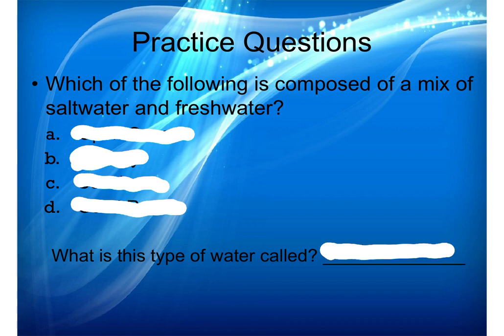All right, last 2 questions here. Which of the following is composed of a mixture of salt and fresh water? So I eliminated the multiple choice. Take a moment, pause the video, and decide which environment is composed of a mix of saltwater and freshwater. All right, so the answer to that would be estuary. You should have that on your paper. And what type of water is this called? So what is the mixture of freshwater and saltwater called? Pause the video, take a moment to answer. This would be called brackish water.